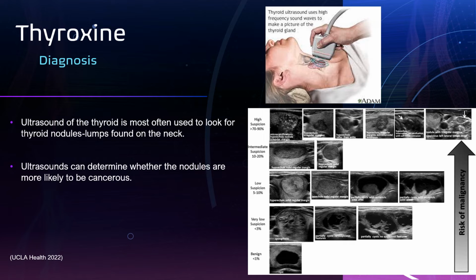Ultrasounds are used to look at thyroid nodules or lumps found in the neck, and ultrasounds can determine whether the nodules are more likely to be cancerous. So if you look at these images, one is an image of the ultrasound, how the test is done, and then through the imagery, they're going to see if the nodule is benign or suspicious. If you look up top, the suspicious ones have more little lumps. There are more dots within it, meaning it is more likely to be cancerous.